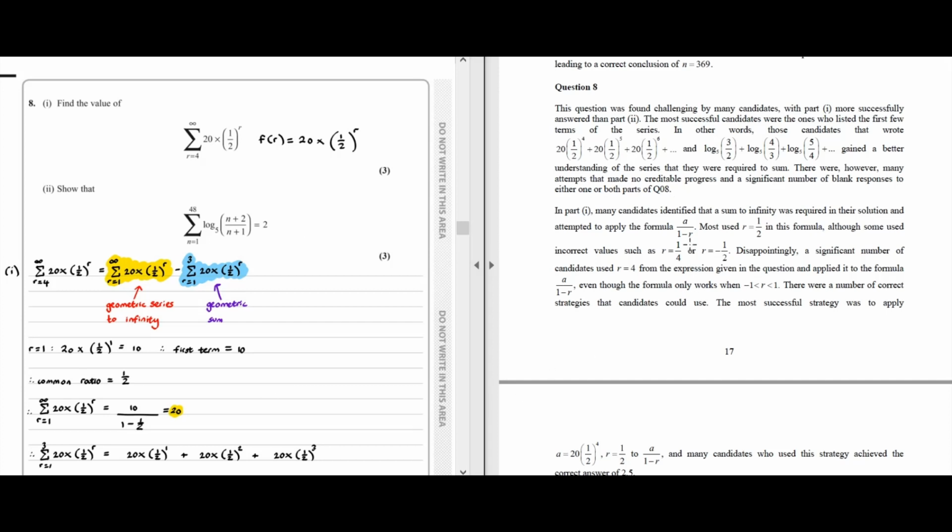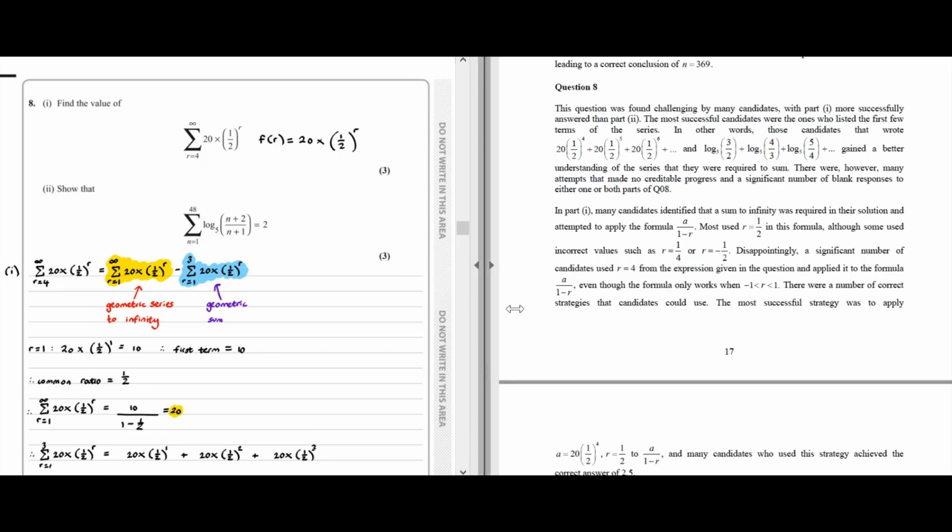The first part, many candidates identified the sum to infinity required this formula over here. A lot of people used r equaling 1/2 in this formula, although some used r equaling a quarter or minus a half. Disappointingly, a significant number of candidates used r equals 4 to find an expression given in the question and applied it in the formula a over 1 minus r, even though this formula only works when r is in between -1 and 1.